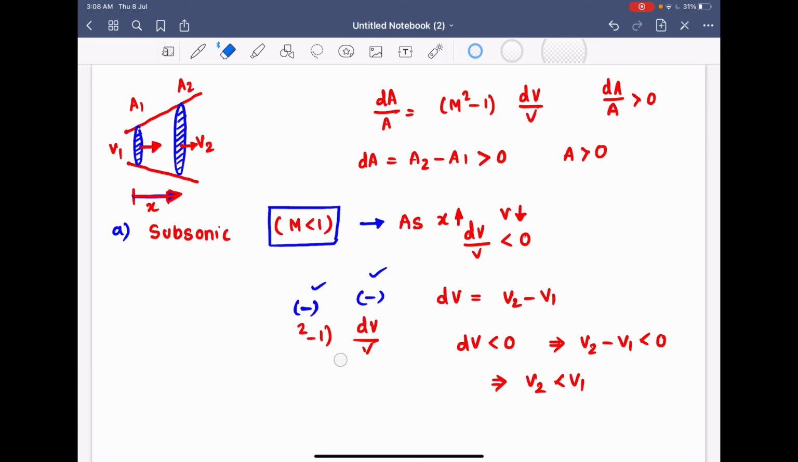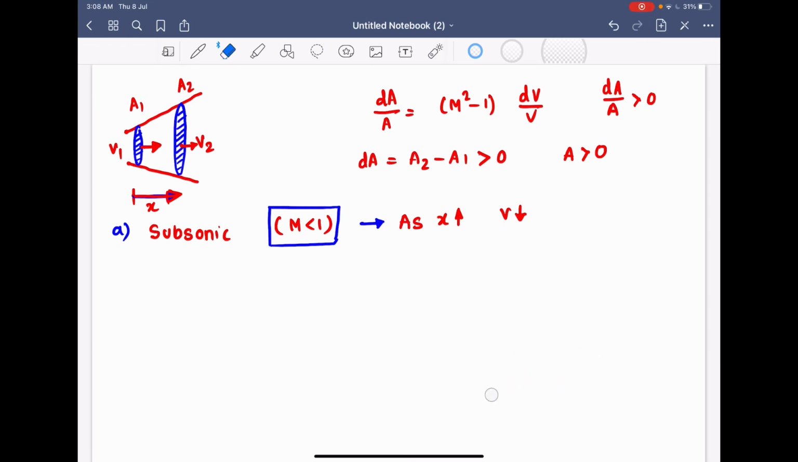Now, these are your basics of gas dynamics. We are just getting ready for our next course. This is kind of an introductory course on gas dynamics. So part B. Suppose for supersonic flow, we know that M is always greater than 1, right?